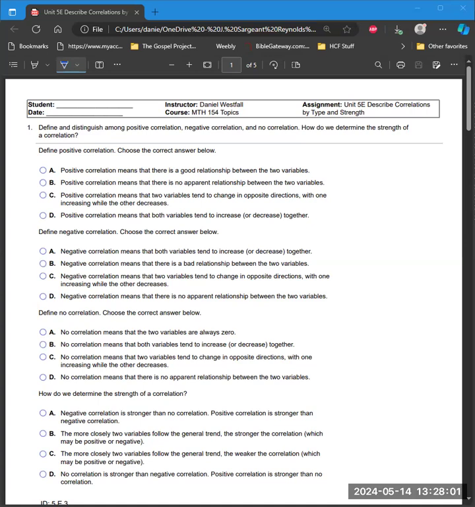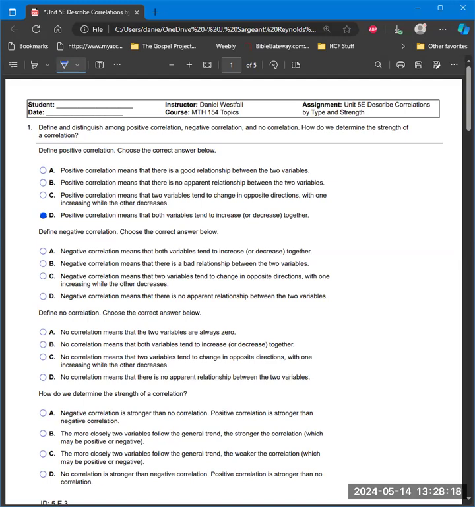So let's define positive correlation. Positive correlation means that both variables tend to increase or decrease together. So as one increases, the other increases. As one decreases, the other decreases.